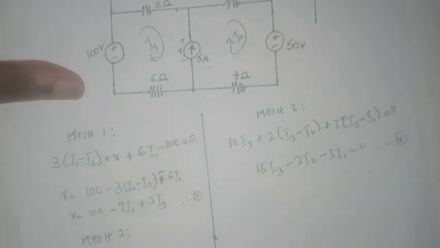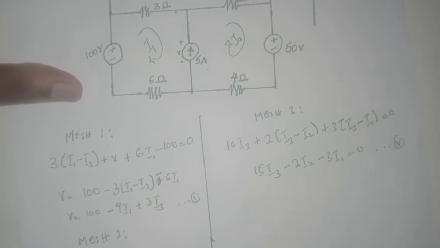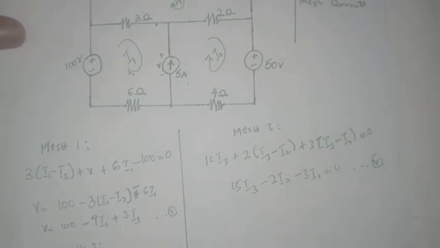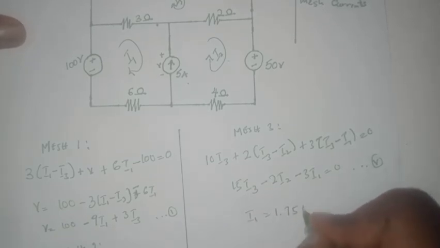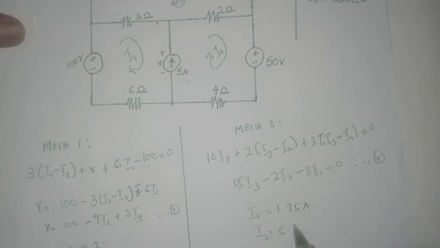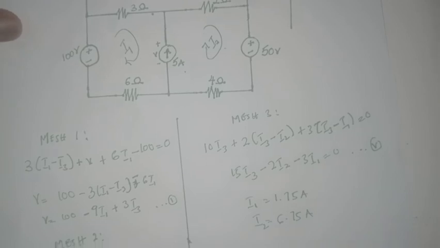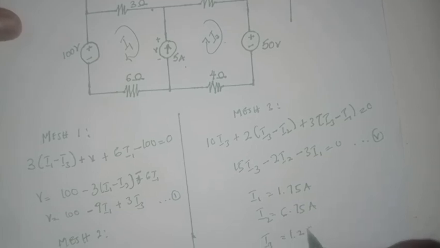We can solve equations 3, 4, and 5 simultaneously, and we would arrive at our values of I1, I2, and I3. The value of I1 would be equal to 1.75 amperes. The value of I2 would be equal to 6.75 amperes, and the value of I3 would be equal to 1.25 amperes.